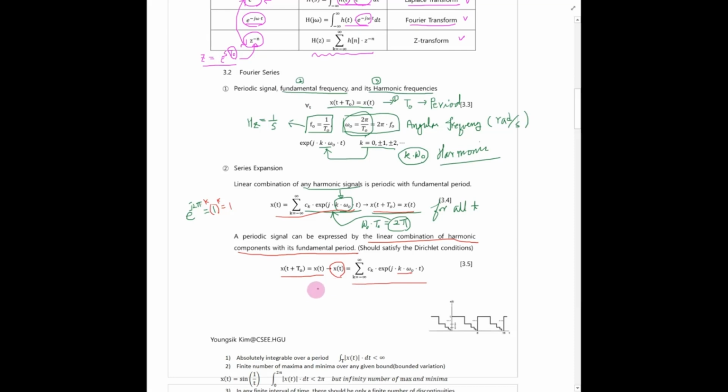But the precondition for the Fourier series to exist is the Dirichlet conditions. The Dirichlet conditions are these. The first requirement is that the signal is absolutely integrable. Over one period, the integral of the absolute value of x(t) should be finite. That's the first condition. The second condition: for any given bounded interval, the maxima and minima, the ups and downs, should be finite in number.